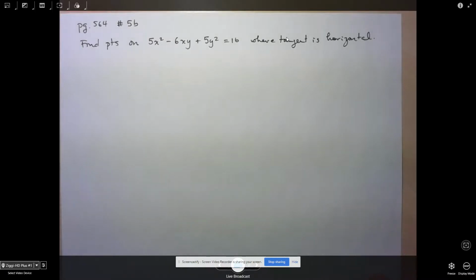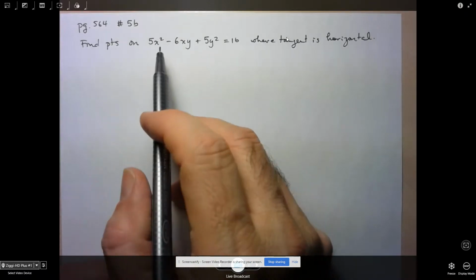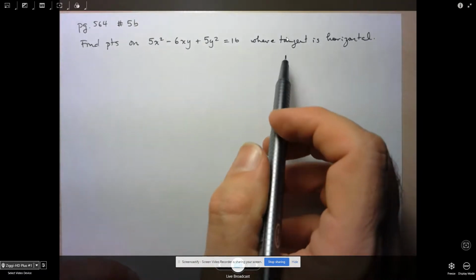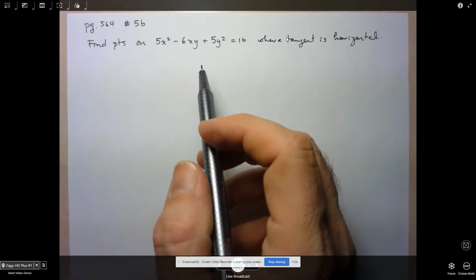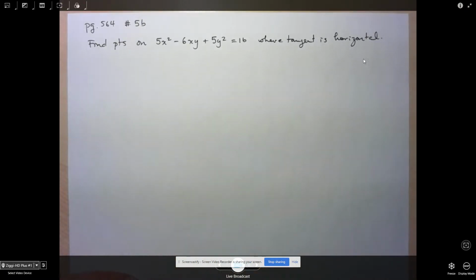Hi folks, we're going to take a look at page 564, number 5b. They want us to find the points on this relation where the tangent is horizontal. In other words, we need to determine where dy/dx is equal to 0.